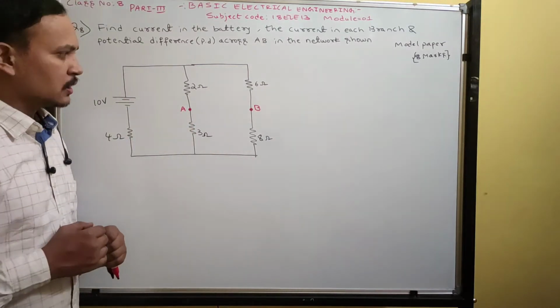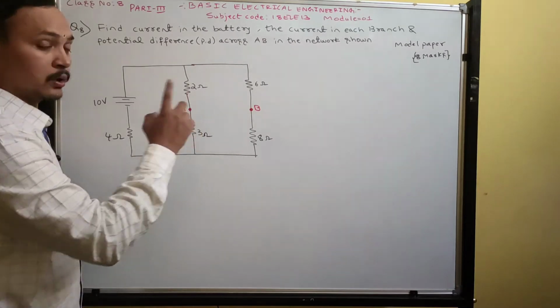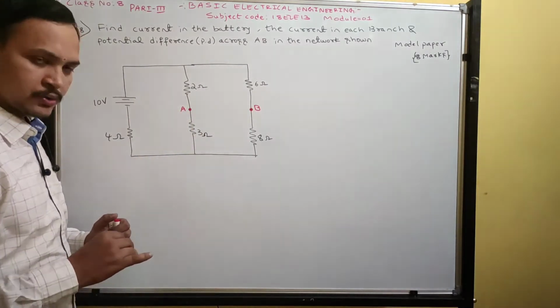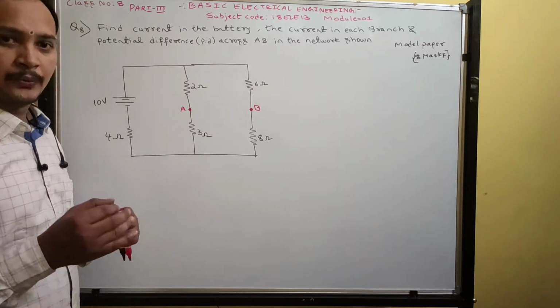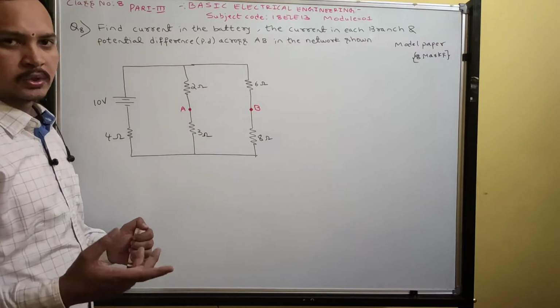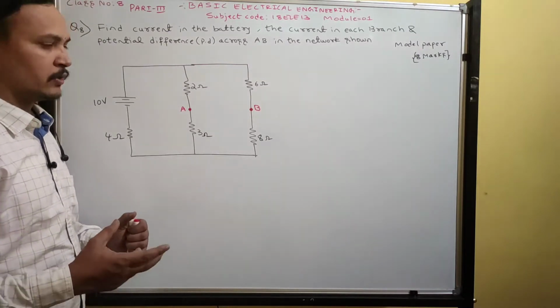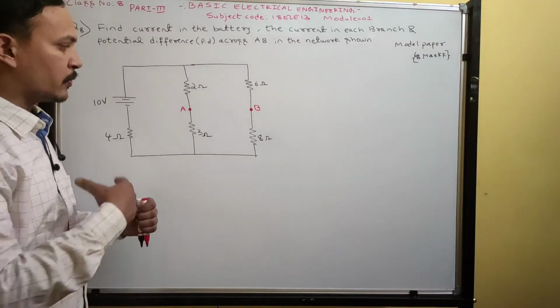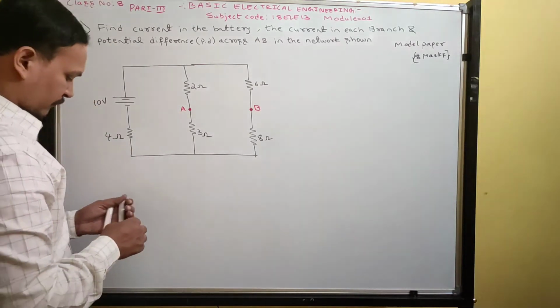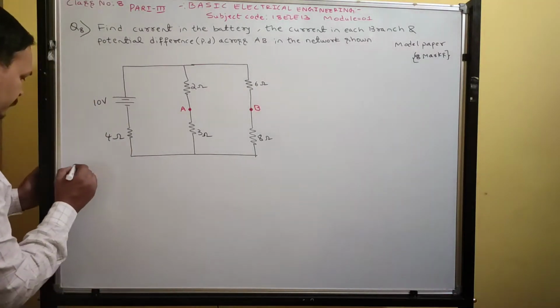Approach 2 is you should apply KVL for both the loops. Then also you will get the same answer. So now I will do both approaches. Whichever is convenient you can do in exam, because we must know all the possible methods to get the solution for a given question. So first I will do approach 1.